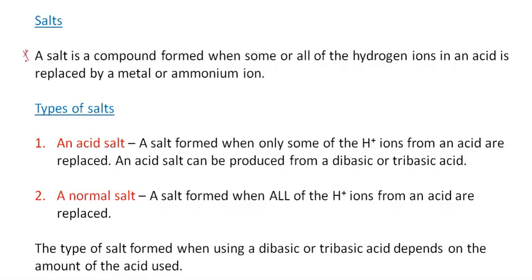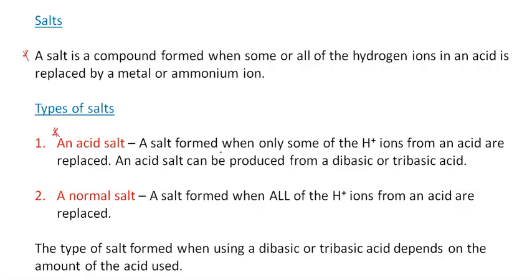Okay, a salt is a compound formed when some or all of the hydrogen ions in an acid are replaced by a metal or ammonium ion. You need to know this definition for a salt. There are different types of salts. First type is an acid salt.